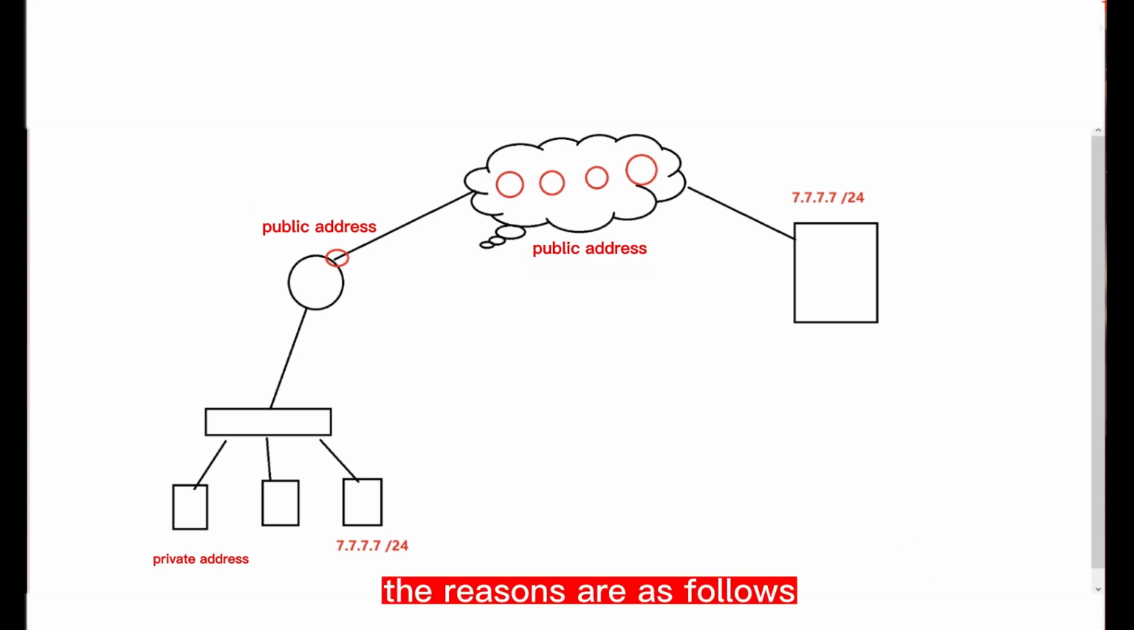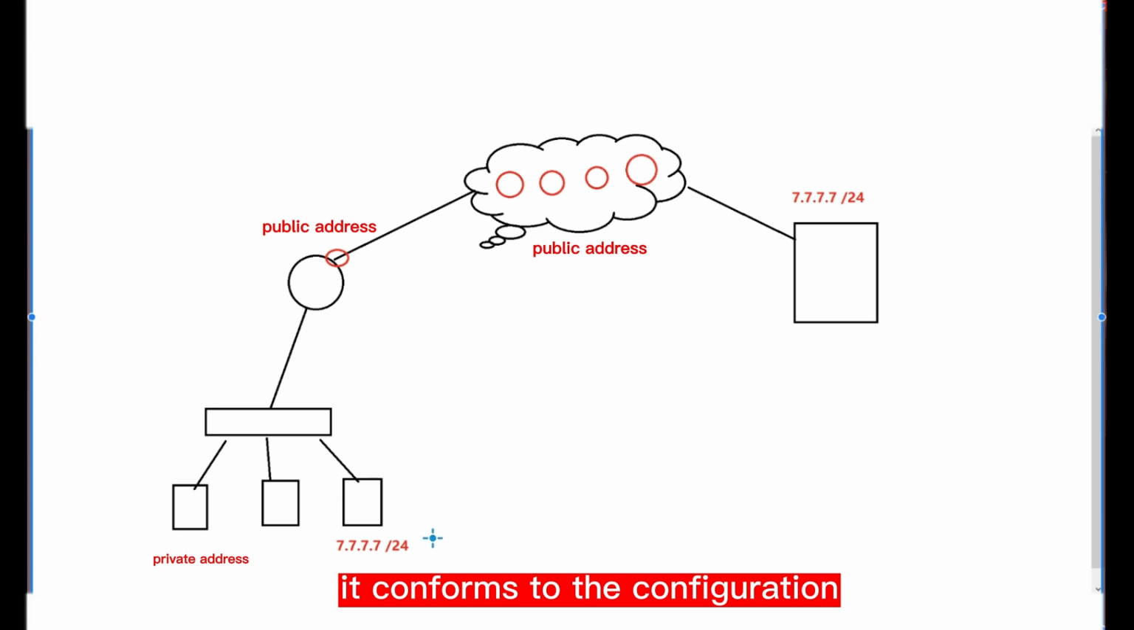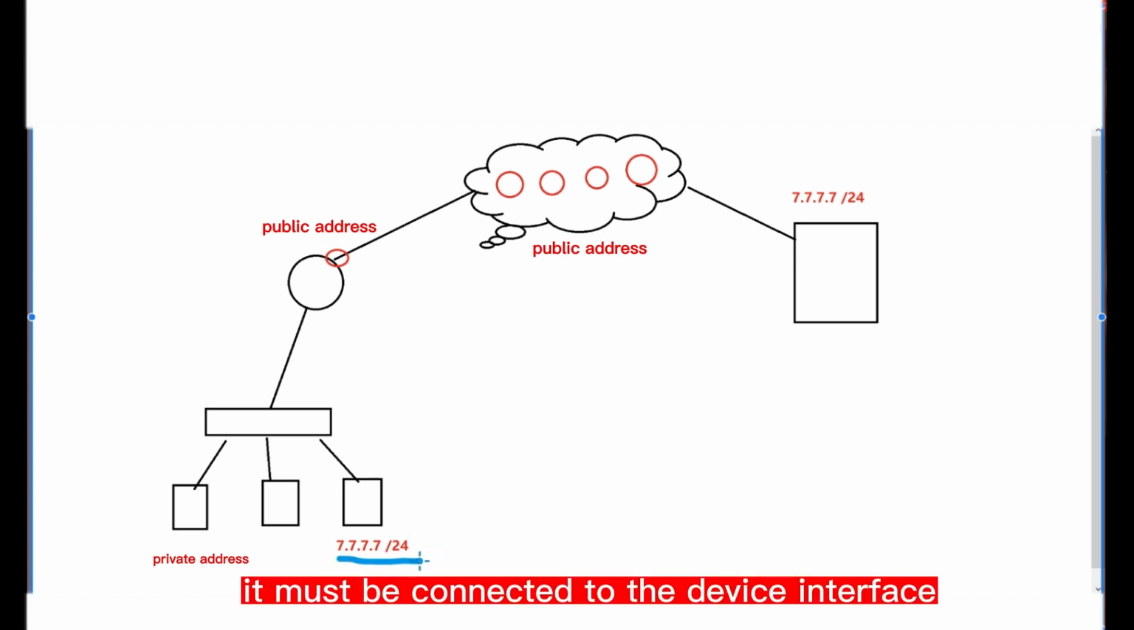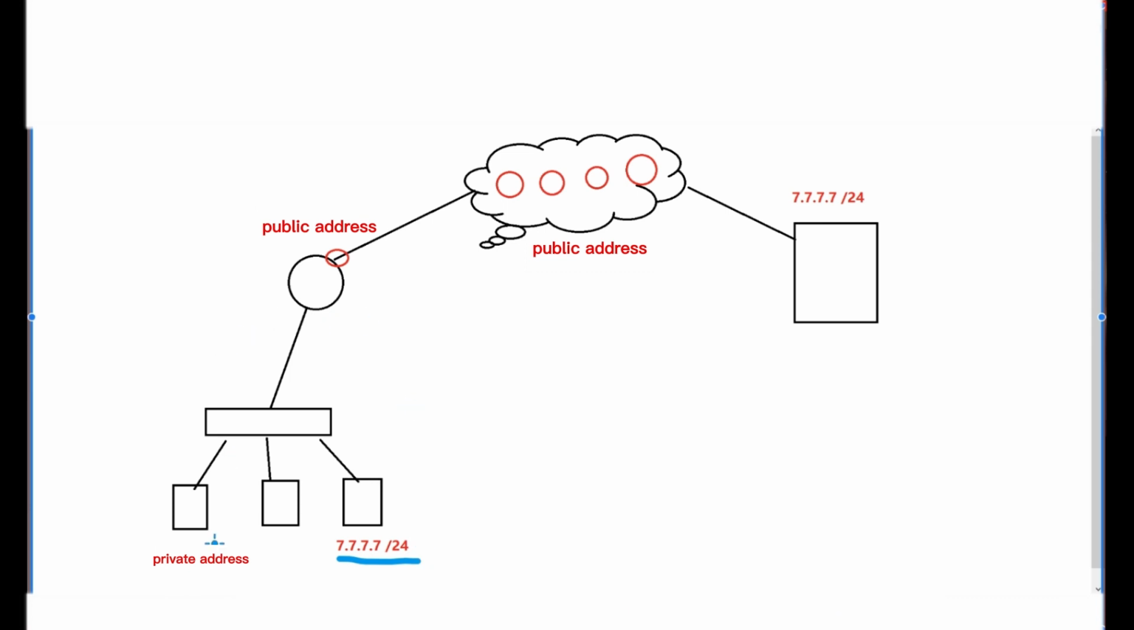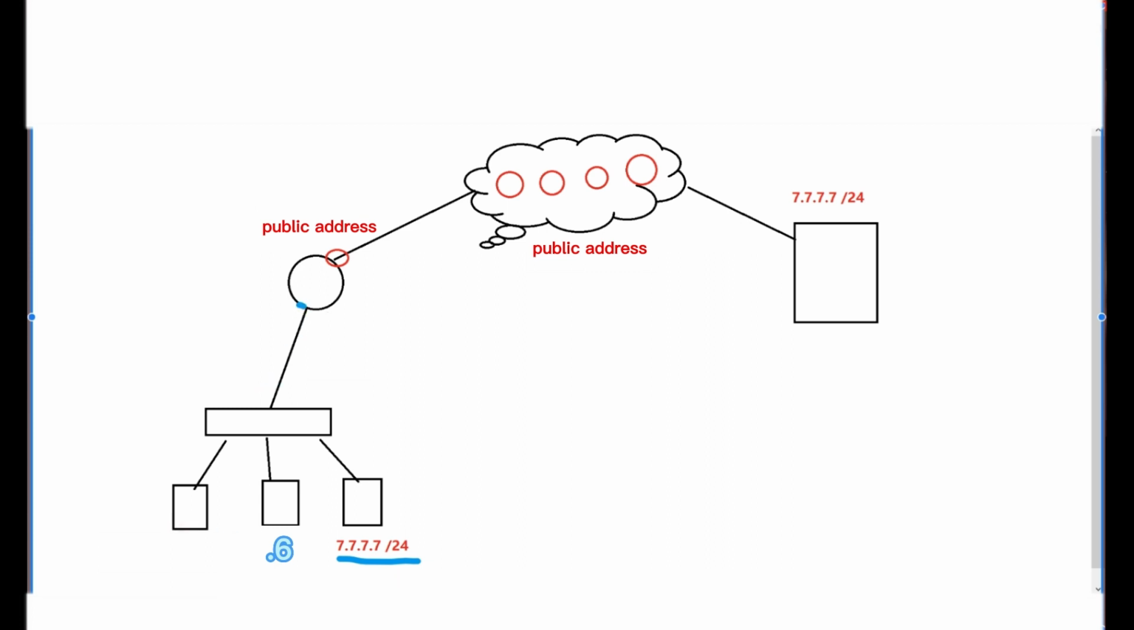The reasons are as follows. First, it conforms to the configuration specification for IP addresses, and it must be connected to the device interface. Second, for example, you assign 0.6 to the one on the left. This is 0.5. This gateway is 0.1.